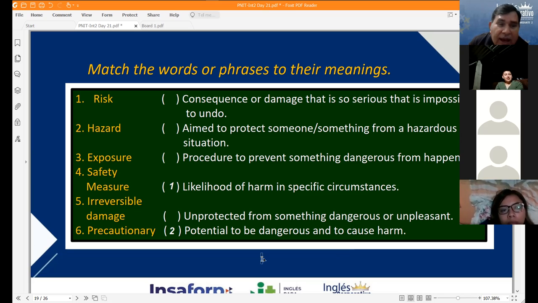And hazard is danger, present danger, okay? Some potential to be dangerous, okay? Cause harm, hazard. So I need to put him like this. Okay, exposure. I'm protected from something dangerous or unpleasant.